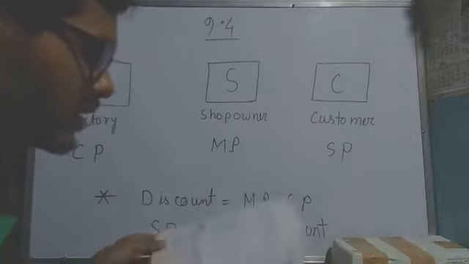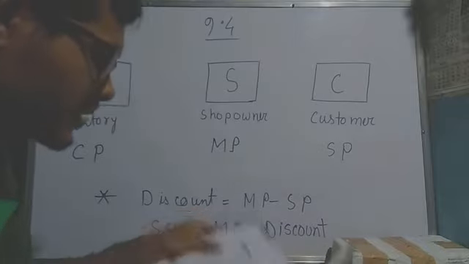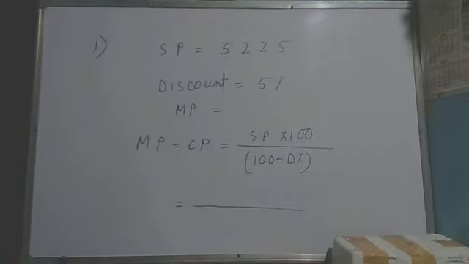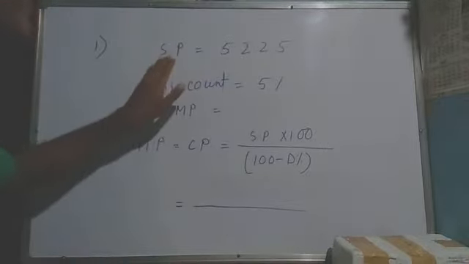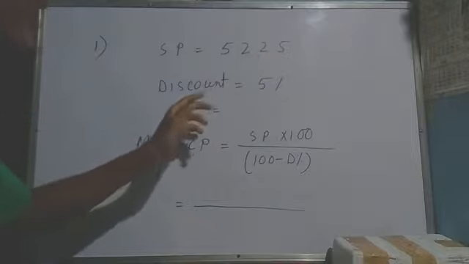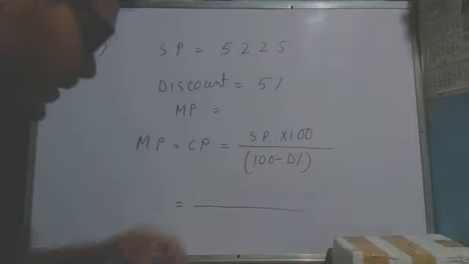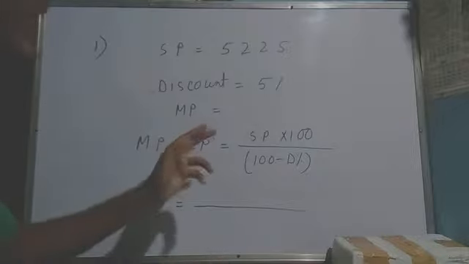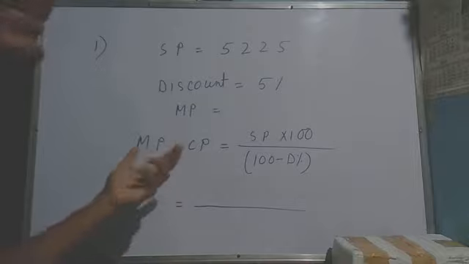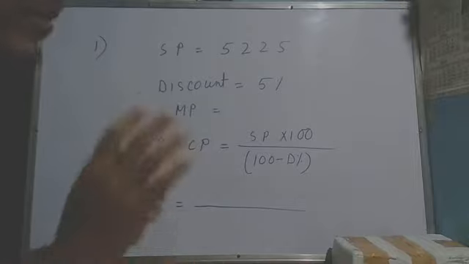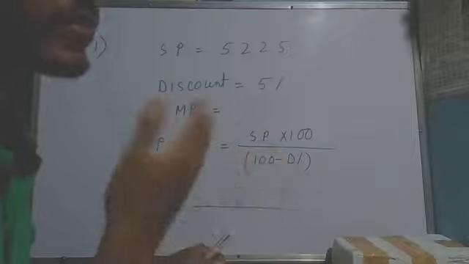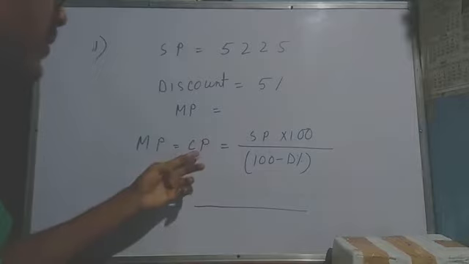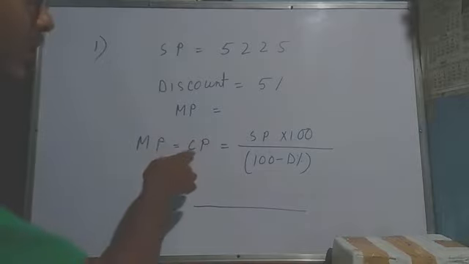Now I will show you how to solve questions. So now take question number 1. In question number 1, selling price is given as 5,225 and discount is 5%. Find its market price. So we have to find the market price. In question number 1, the market price and cost price will be the same, because other information is not given in the question, so we can calculate the cost price directly. So cost price and market price will be the same.